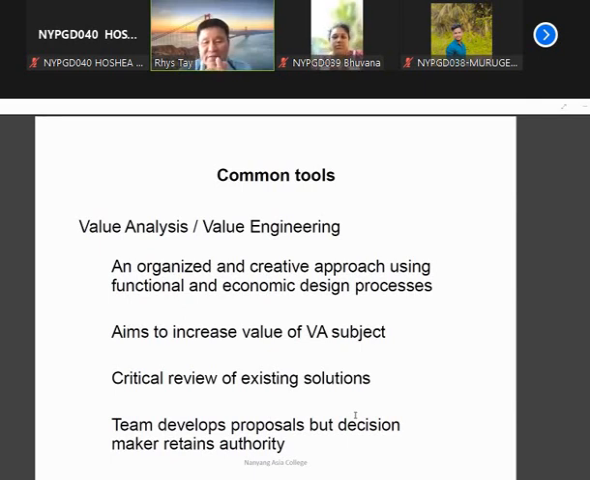The aim is to increase the value of the so-called value added subject. Critical review of existing solution, then develop proposal and make it retain the authorities. That means the leader will retain the authority.